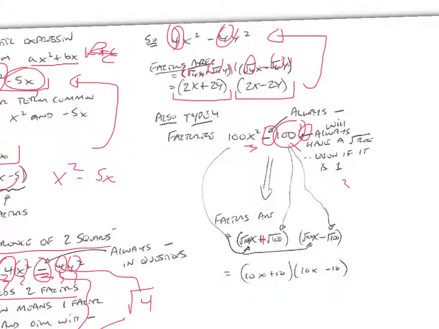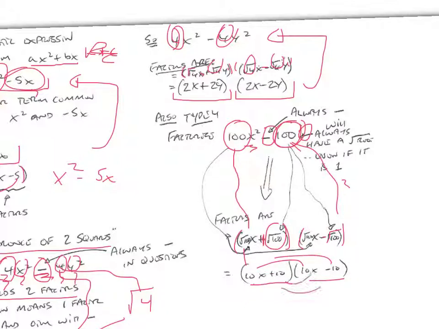It's very similar to the last one in that the structure of the solution will be two factors, positive and negative. This side will just be the square root of this value here in both of them, and the coefficient of the x will be the square root of the coefficient of the x there. So our answer is 10x plus 10 multiplied by 10x minus 10. If you multiply them together, you'll get 100x squared minus 100.